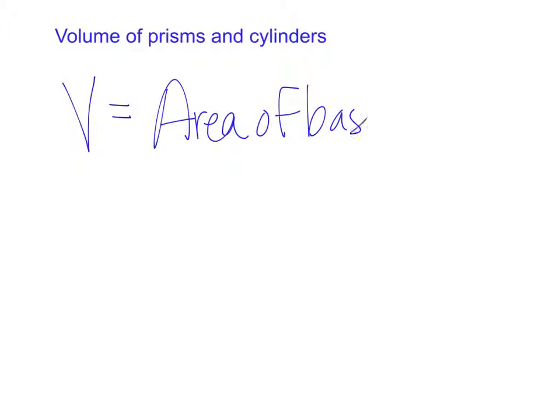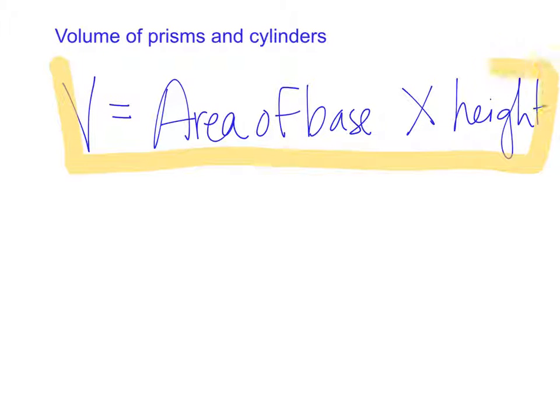So we're going to learn a new formula that we're going to apply to both prisms and cylinders. The formula that we're going to use is volume equals area of the base multiplied by the height. Now this formula applies to both prisms and cylinders, but we have to remember there's different ways to find the area of the base. So let's think about this for a second.